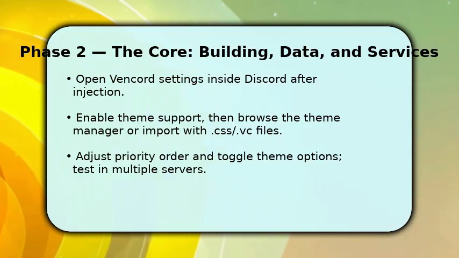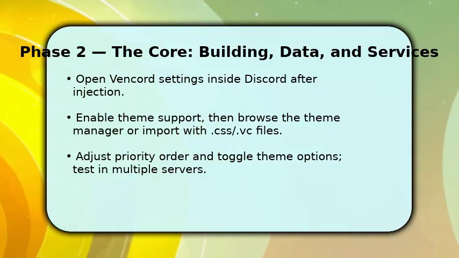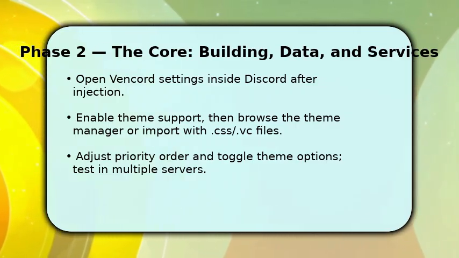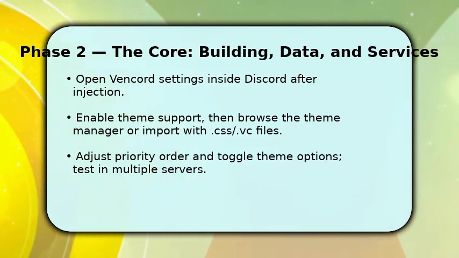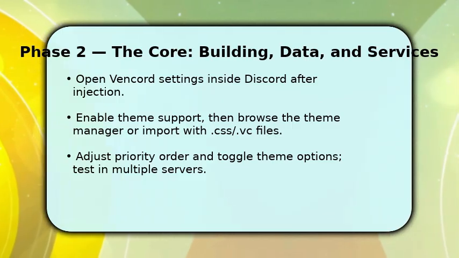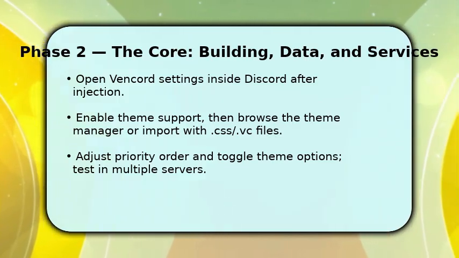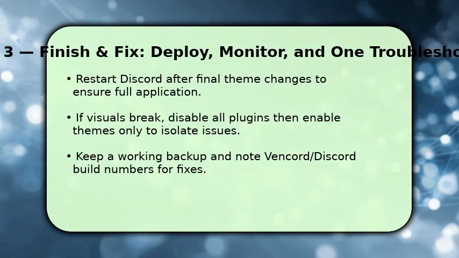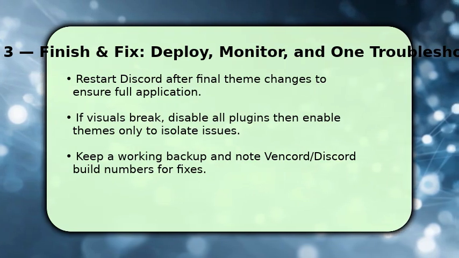You should adjust theme priority and individual toggles because conflicting CSS rules change visuals unexpectedly. Test changes in a couple of servers and DM windows to verify colors, fonts, and spacing. Troubleshooting early saves time. When multiple, you finish by restarting Discord so the theme fully applies across UI components.